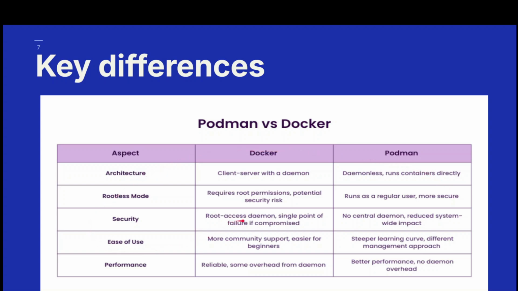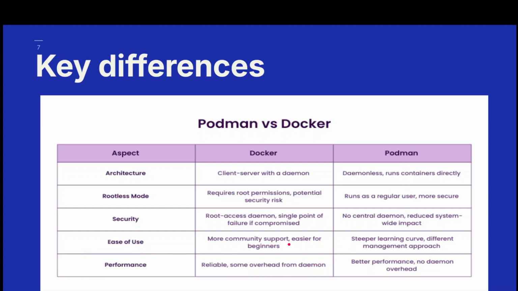Security-wise, Docker has a root-access daemon, a single point of failure if compromised. First of all, the daemon is a single point of failure. If it fails, then we can't do any other operation, and it requires root access. With Podman, there is no central daemon, which reduces system-wide impact. Okay, so this is the advantage of Podman.